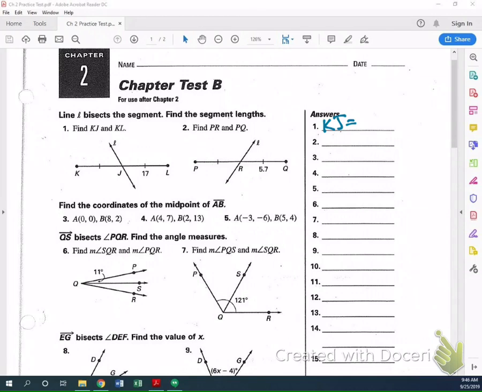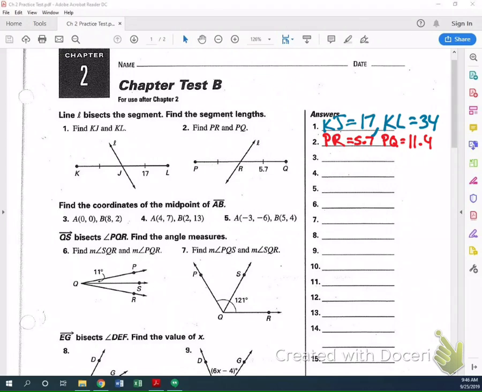So on the first one, the segment is being bisected. That means that the two smaller segments that are created are now congruent. So if JL is 17, KJ is also 17. And the whole thing, 34. Perfect. All right, same thing on number 2. We have a bisector. So PR is also 5.7. And the whole thing, PQ, is what? 11.4. Good.